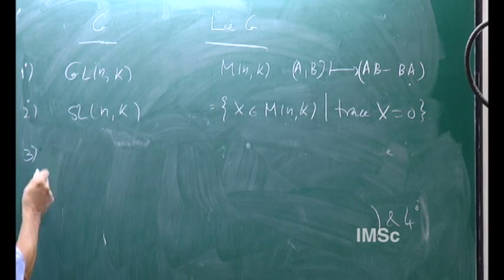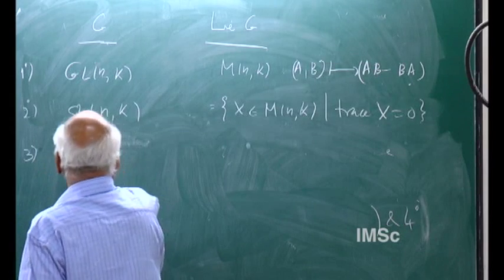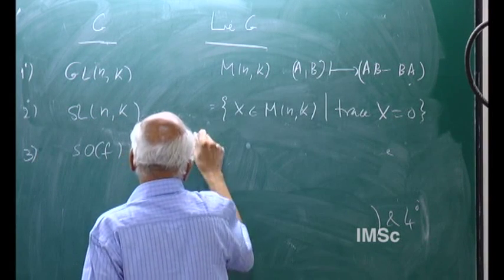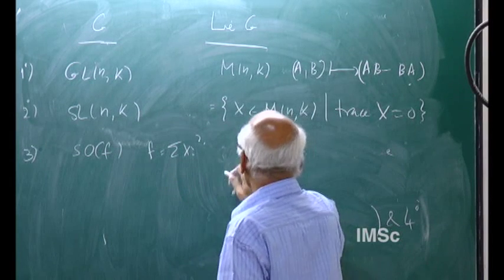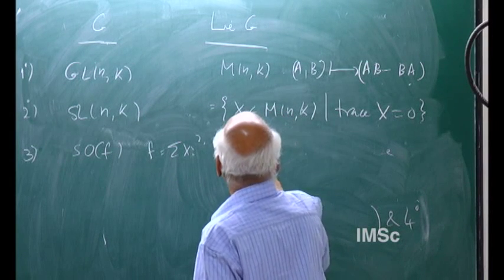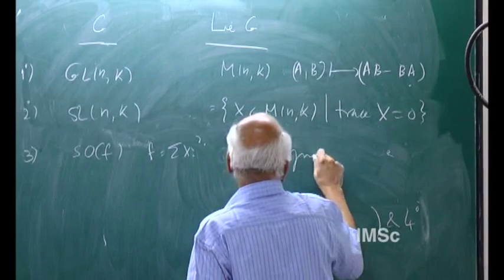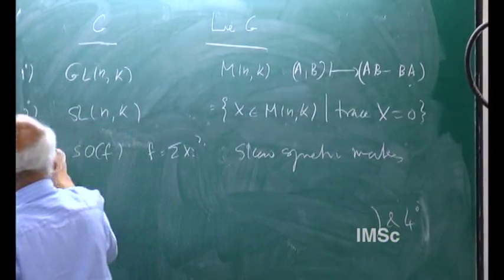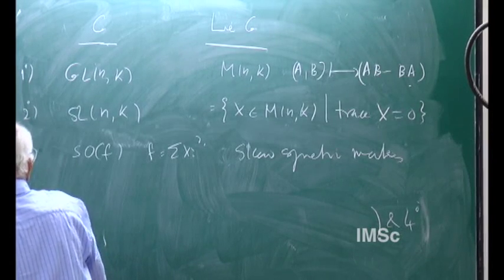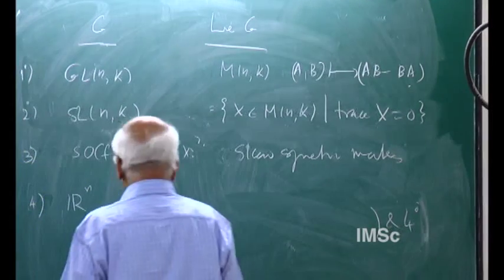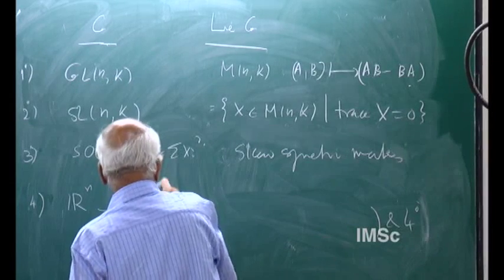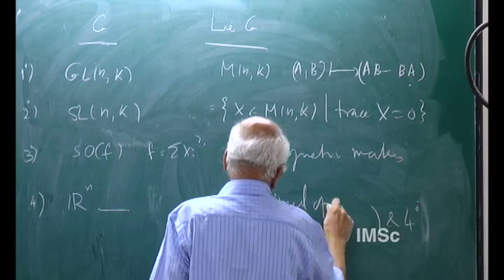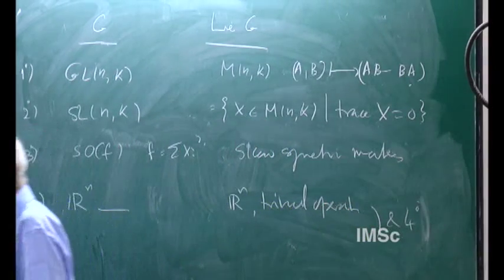Third, I had the group SO(f) corresponding to the form sigma x_i squared, the orthogonal group. Here the Lie algebra is skew symmetric matrices. Of course, the first example is R^n. The Lie algebra is nothing but R^n with zero operation, trivial operation. Any two brackets are zero.